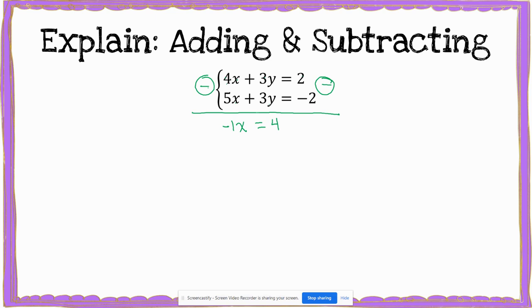Now we just have to get x by itself. X is with this negative 1, so we need to divide by negative 1 on both sides of our equation. These will cancel and leave us with x equals positive 4 divided by negative 1 gives us negative 4, so our x value is negative 4.